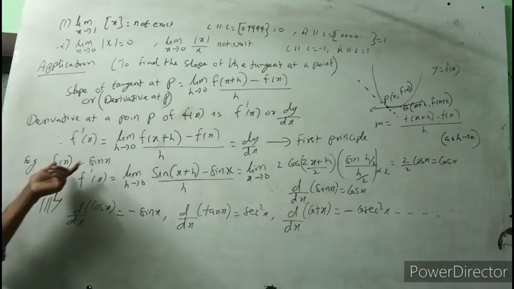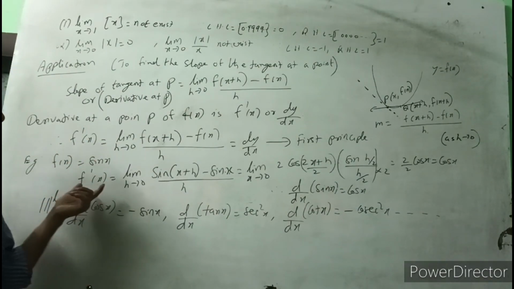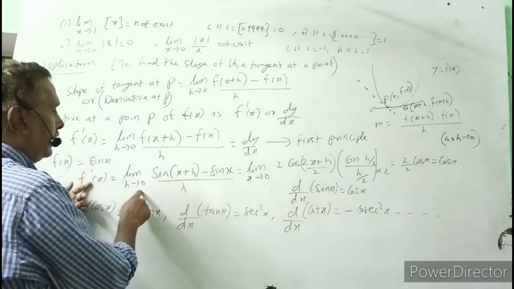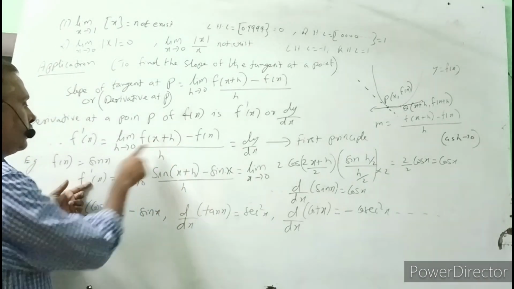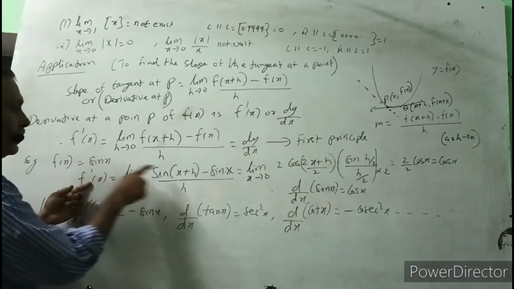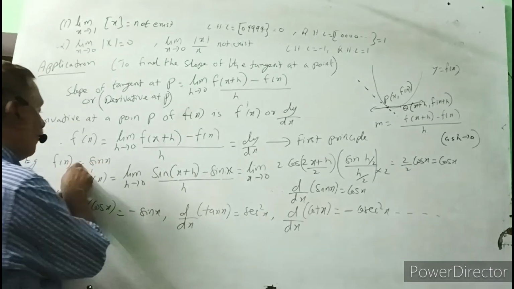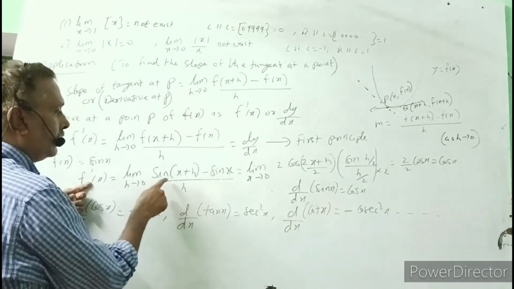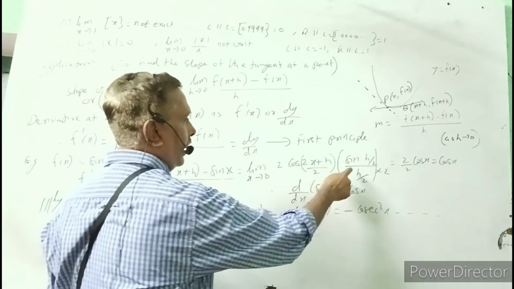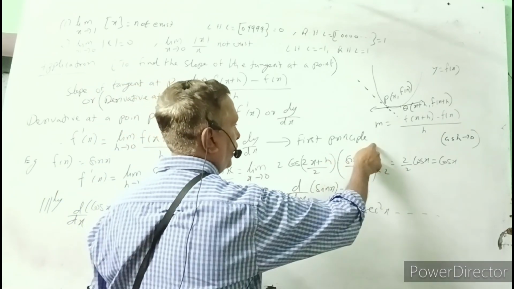One example is using sin x. If you are using the first principle method, f dash x is equal to limit h tends to 0 of f of x plus h. X changes to x plus h, sin of x plus h minus f of x. F of x is sin x, upon h. Sin C minus sin D formula applied. Denominator h I wrote here so that I made it into 1.